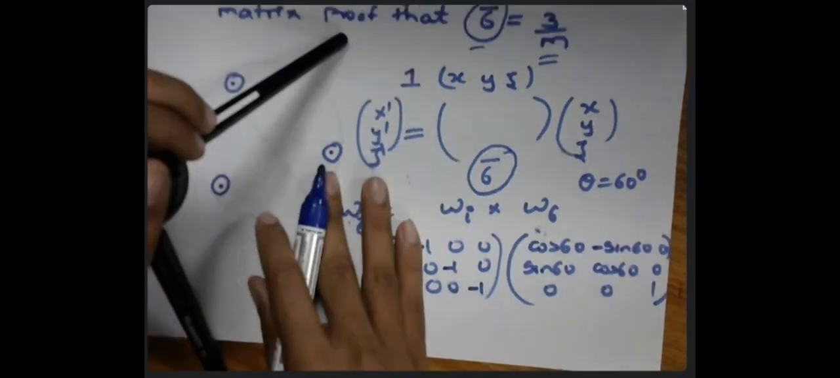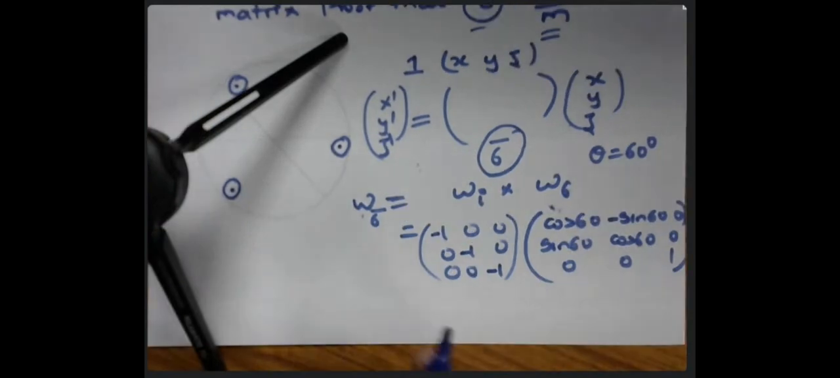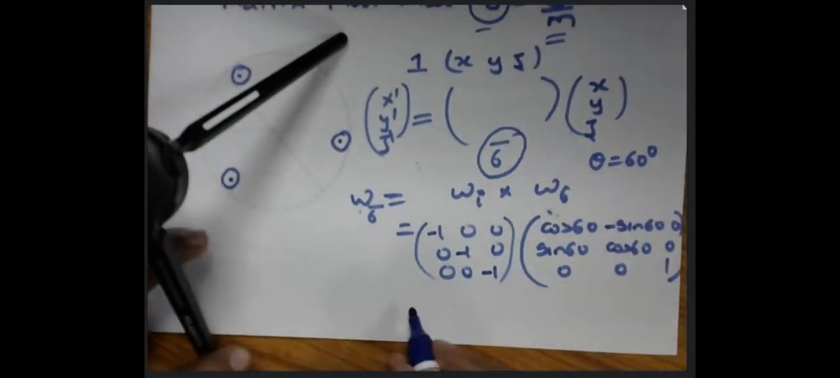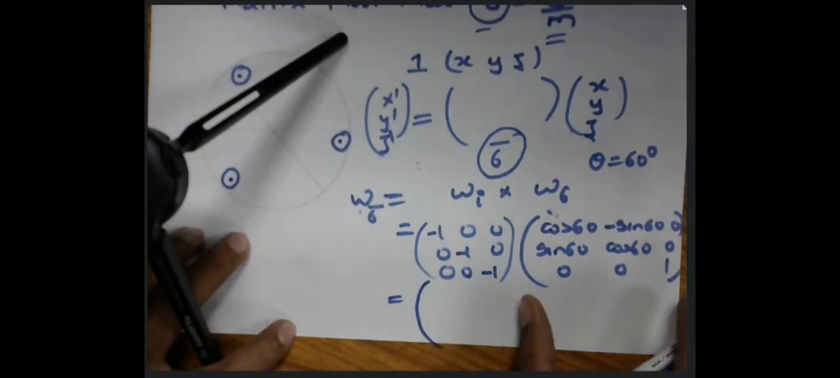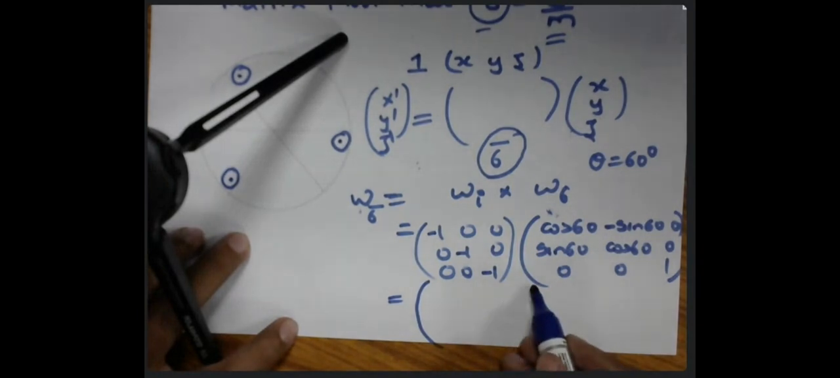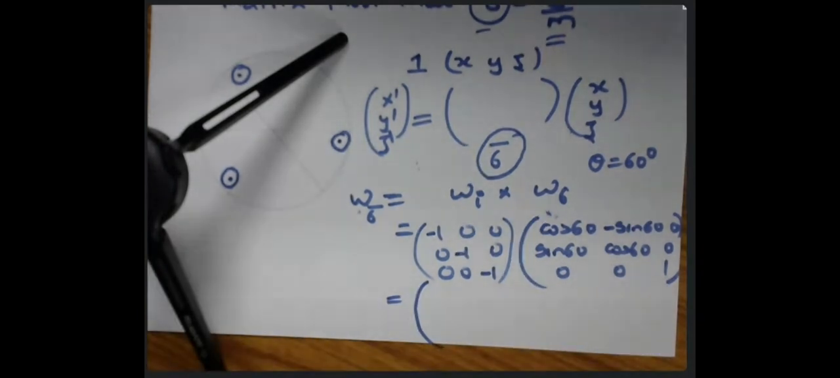Now let's do the multiplication of it. What are we going to get? Once you multiply them, oh, let's write the value also. Better we do it on the next page.